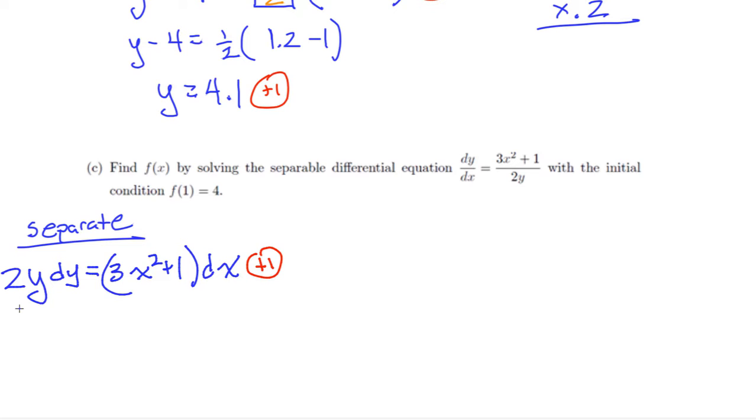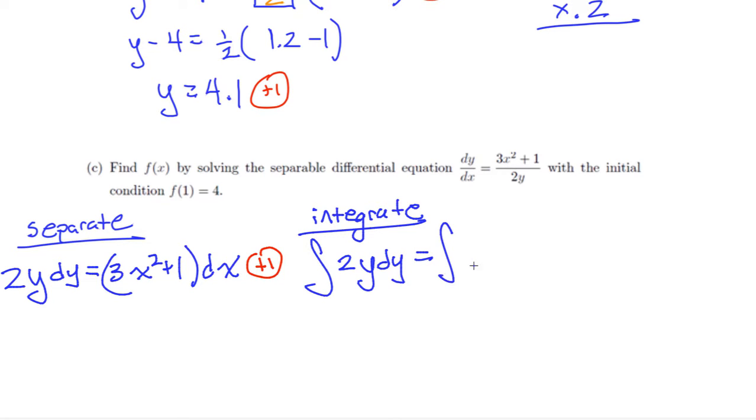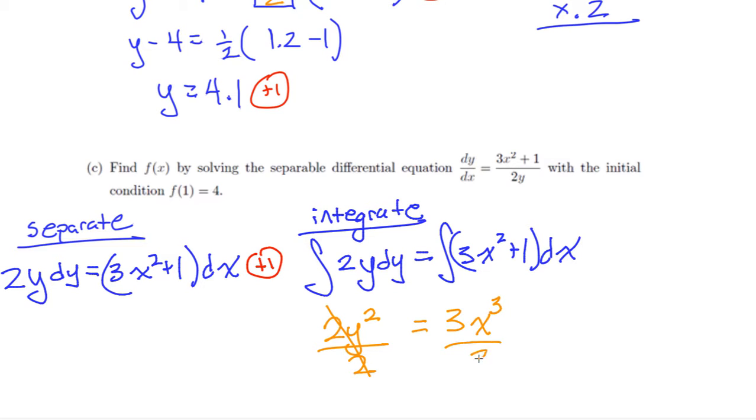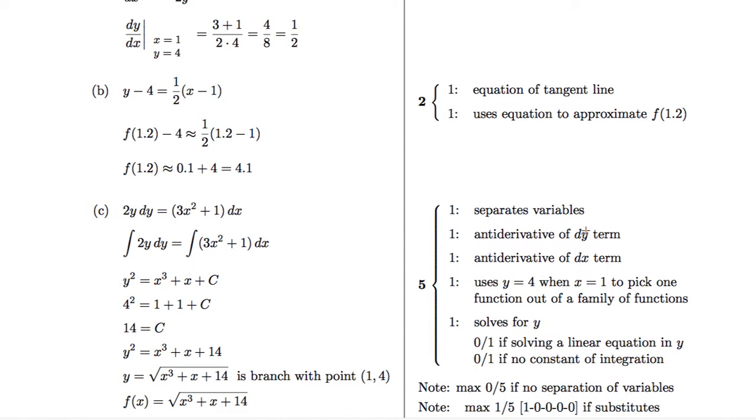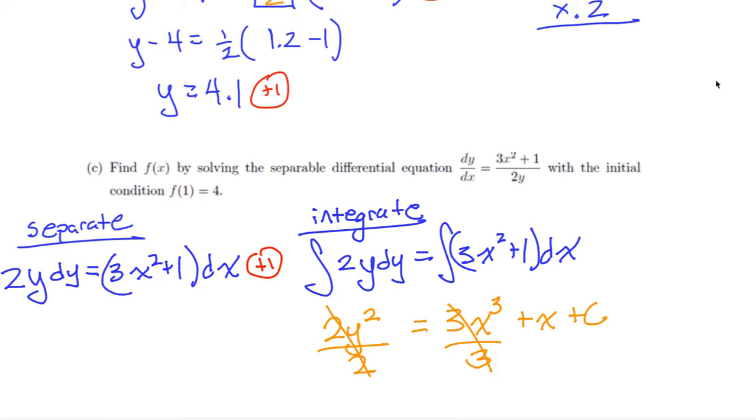Should be 2y. Thank you. Good catch. And then we need to integrate. 2y dy is equal to 3x squared plus 1 dx. And when I take the antiderivative, this is going to be 2y squared over 2, which just is y squared. And that's going to be 3x to the power of 3 over 3, that cancels to x cubed, plus x plus c. We probably just got 2 points from that, I would guess. So antiderivatives of the dy term and dx term, so you actually get 1 for each side. Wow, that's super easy.